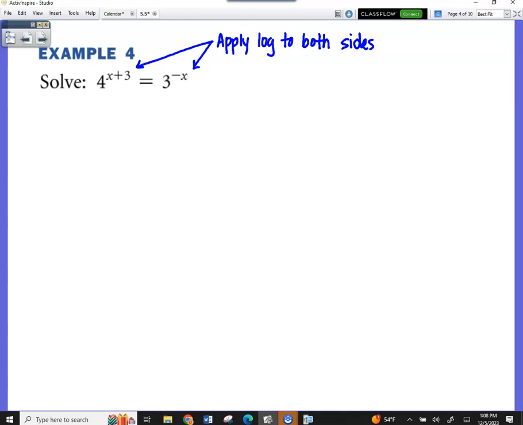What does it mean by applying log to both sides? You're shoving it right in front of the expressions. So we've got log 4, and I'm going to put x plus 3 in parentheses because there's more than one thing there. And then log 3 negative x.